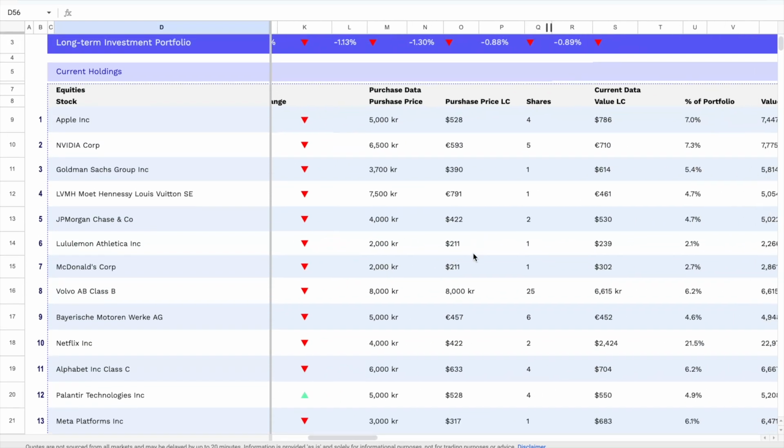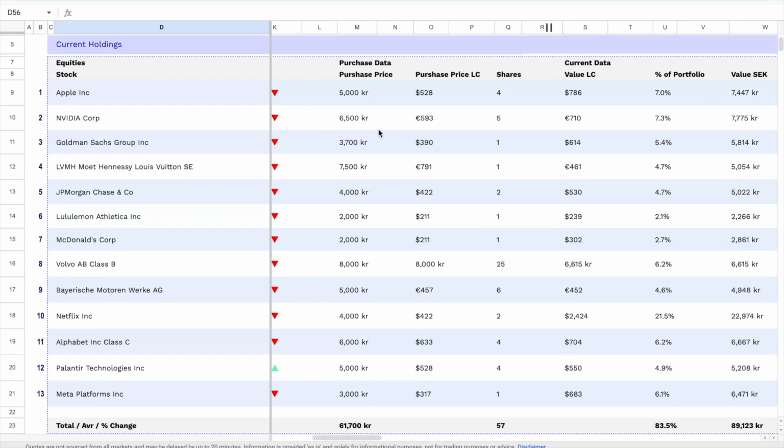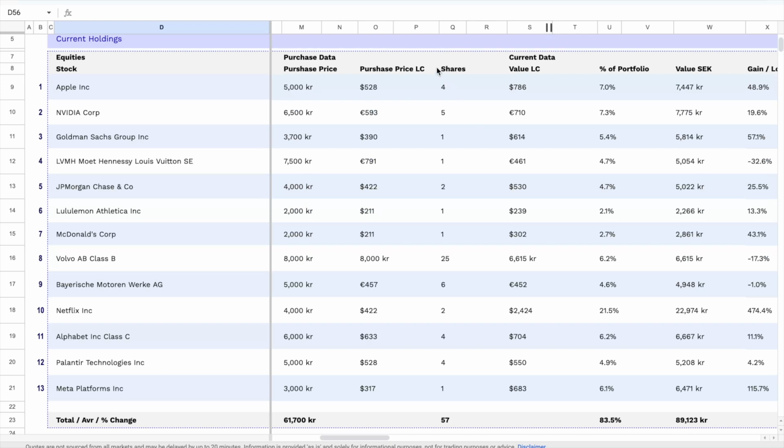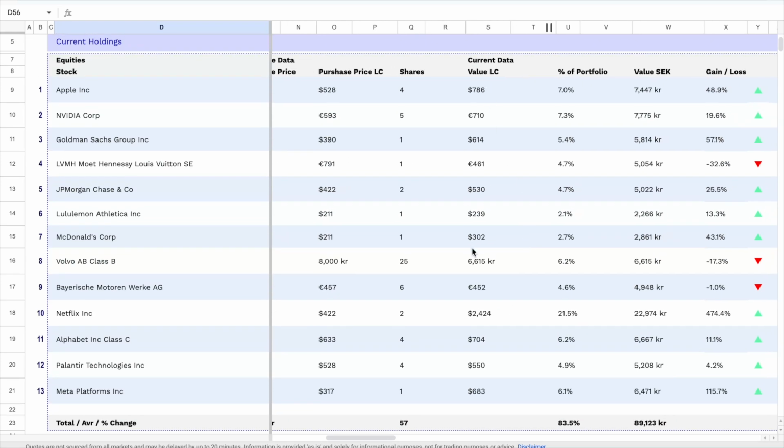In addition, I think it's important to also keep track of the purchase price, right, of the stocks that you buy. You can see it here, right, in Swedish krona and also in the local currency of each stock, right? So if it's an American company, it will be transferred into dollars. And we have the number of shares, right, for each company as well. And we can see the current value in the local currency as well.